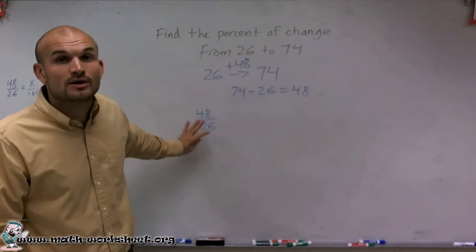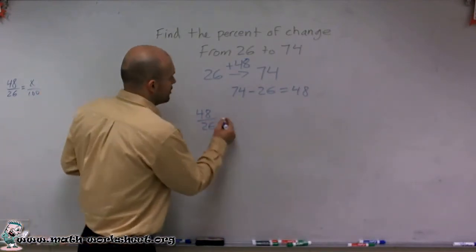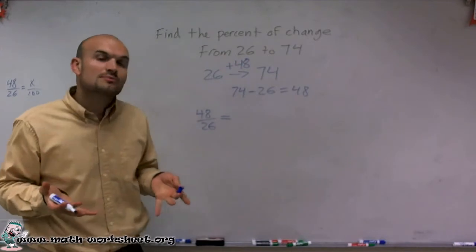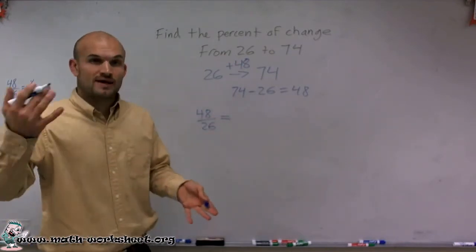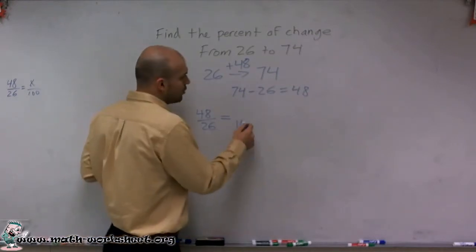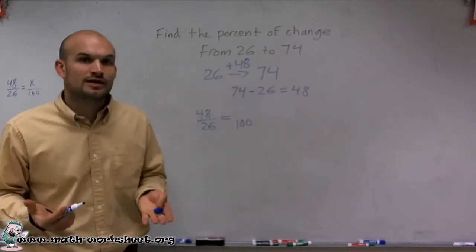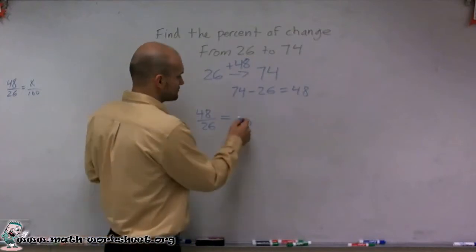A lot of times we call this an improper fraction. That's still okay. You can still compute everything with it. You just need to understand your percent is now going to be larger than 100%, because your whole cannot be larger than 100 when dealing with percents.